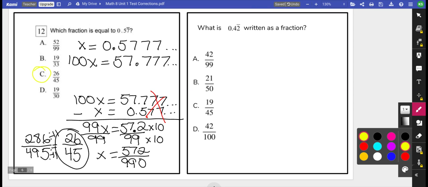I could also check it by doing the division, 26 divided by 45, and see, do I get 0.5777 repeating? Yes, I do. So that's a way to check. You could have done that to all of these answers and gone that way. But I want you to try it with showing the work like I did in this problem. It does take a little bit longer, but it's good to know how to do that.